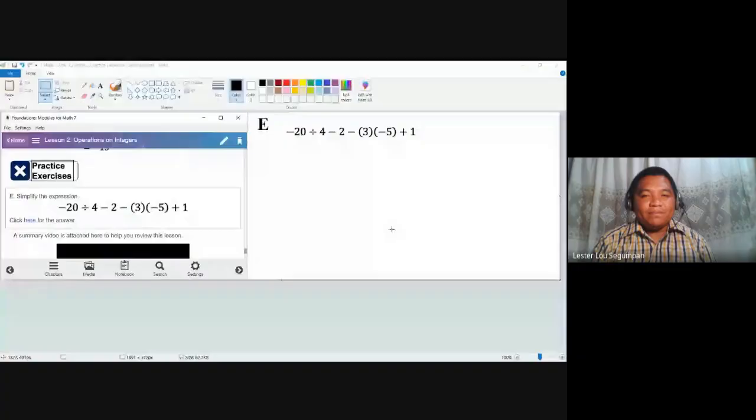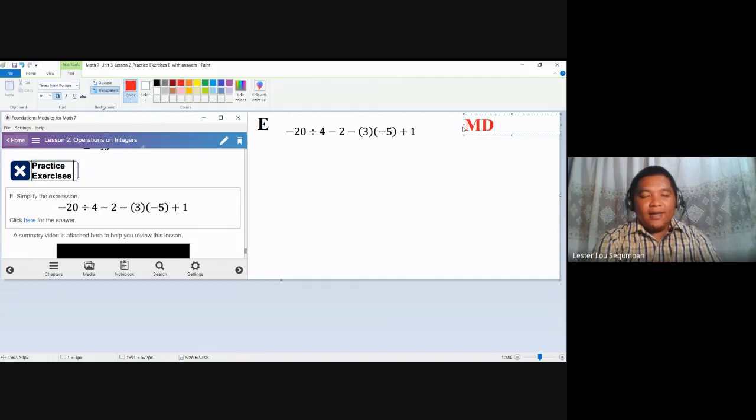I will open here the Paint application with the problem already placed. So we have this problem: simplify the expression -20 divided by 4 minus 2 minus the product of 3 and -5 plus 1. If you're familiar with some Facebook challenges or posts wherein we are asked to simplify expressions, this is similar to that. To simplify expressions, we are going to anchor on the concept of MDAS.